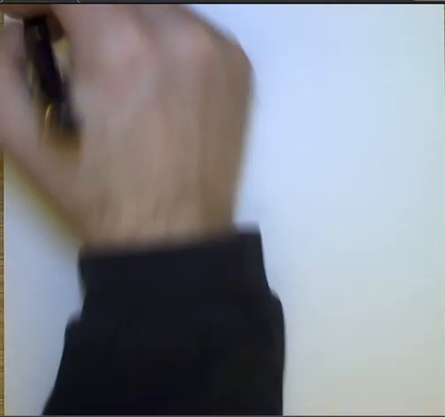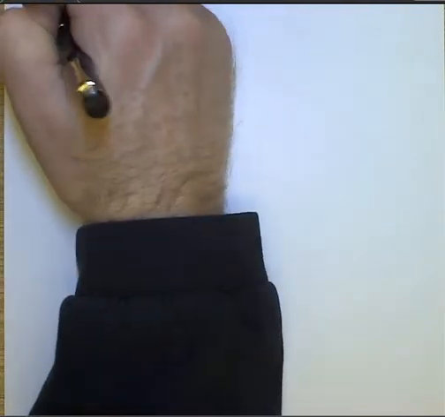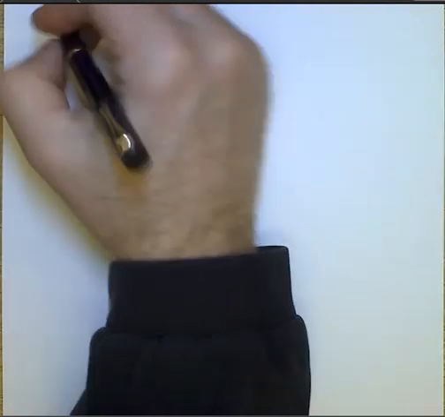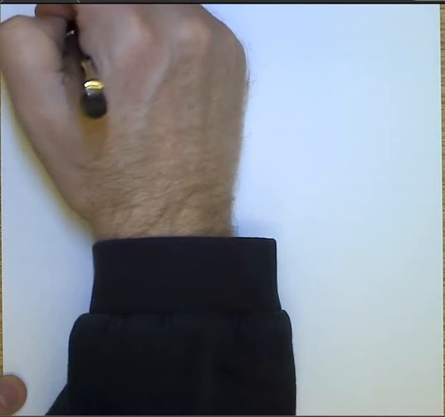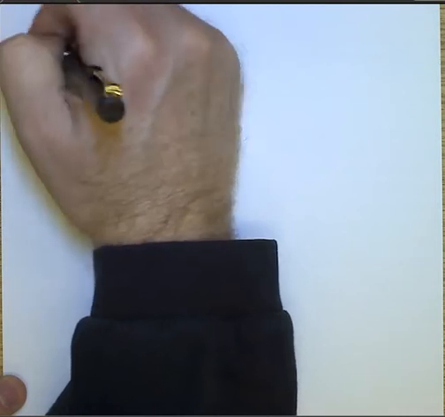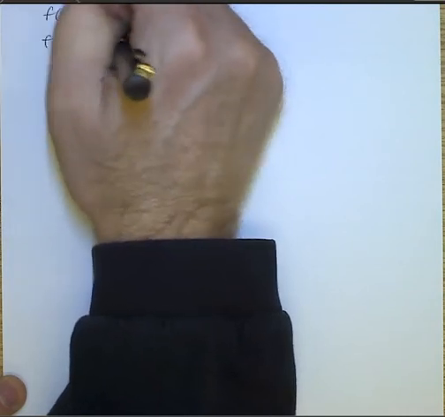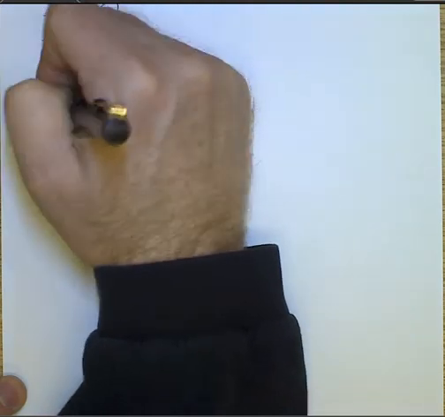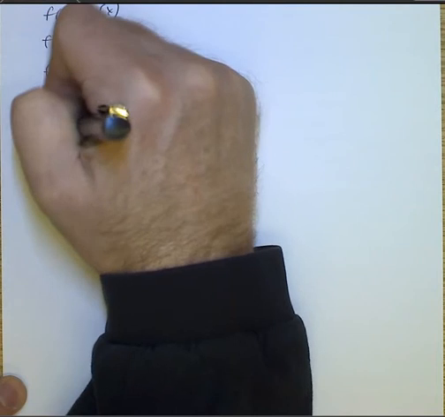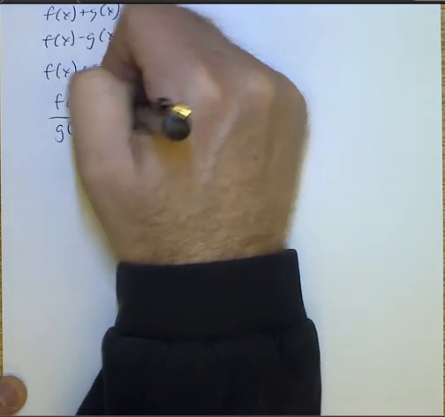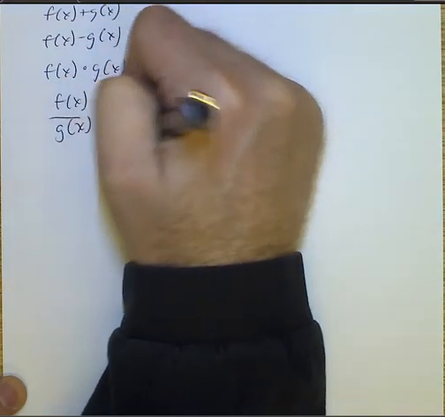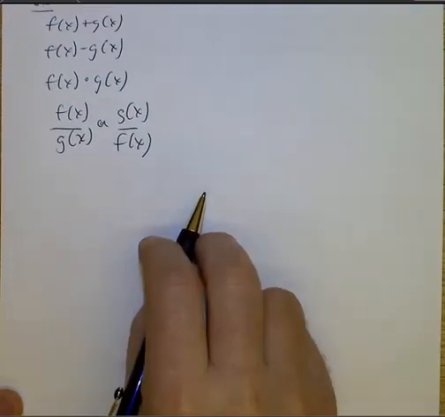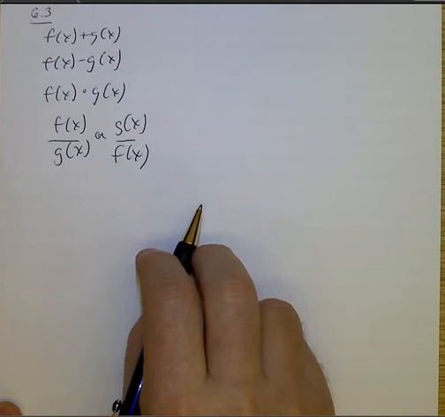So in 6.3, I'm basically going to give you three questions. Those questions could include doing an f of x plus a g of x, an f of x minus a g of x, an f of x times a g of x, and an f of x divided by a g of x, or a g of x over f of x. Okay? I can ask you to do any one of these. Okay, this is related to 6.3.